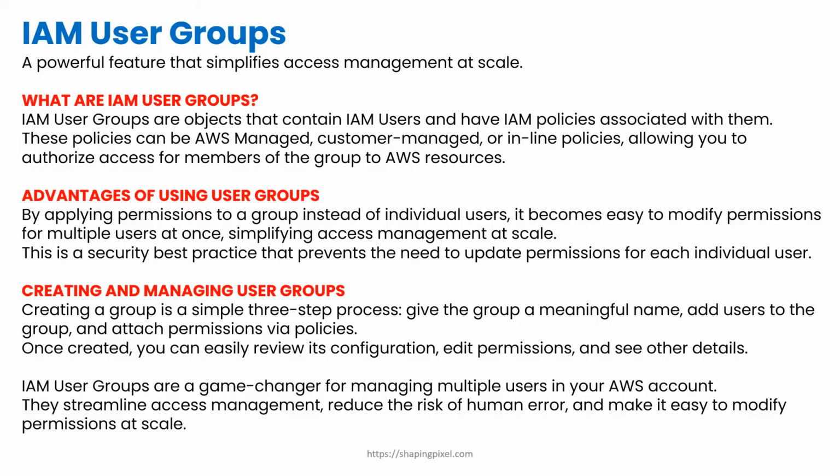Creating a group is a simple three-step process. Give the group a meaningful name, add users to the group, and attach permissions via policies. Once created, you can easily review its configurations, edit permissions, and see their details. IAM user groups are a game changer for managing multiple users in your AWS account. They streamline access management, reduce the risk of human error, and make it easy to modify permissions at scale.